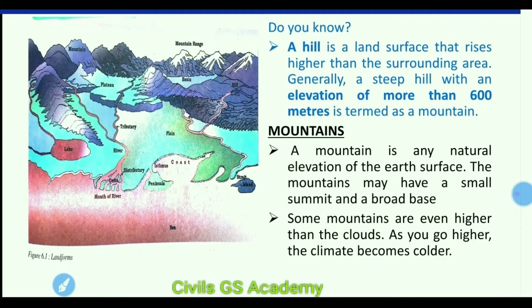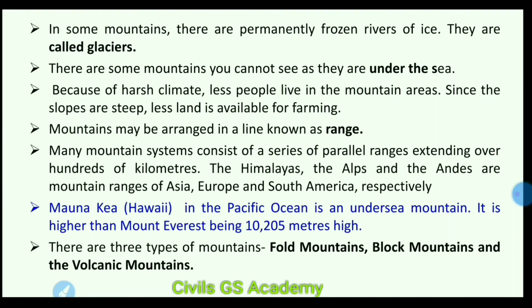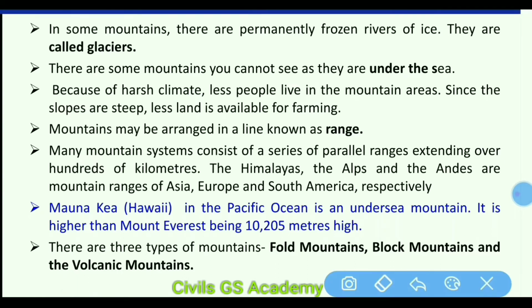Now we'll discuss mountains. A mountain is a natural elevation of the earth's surface. The mountain may have a small summit and a broad base. Some mountains are even higher than the clouds. As you go higher, the climate becomes colder. In some mountains, there are permanently frozen rivers of ice. They are called glaciers. So what are glaciers? They are permanently frozen rivers of ice.